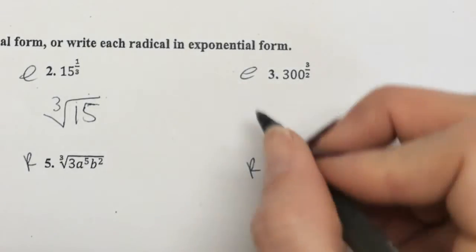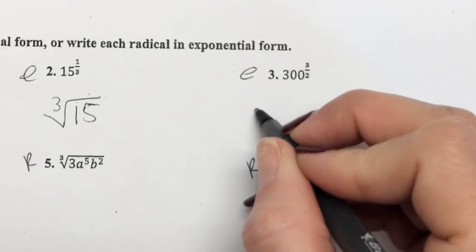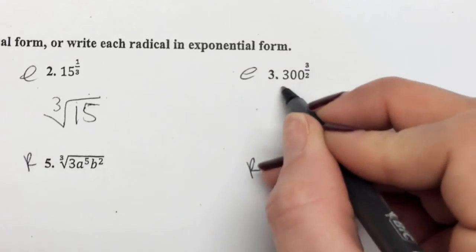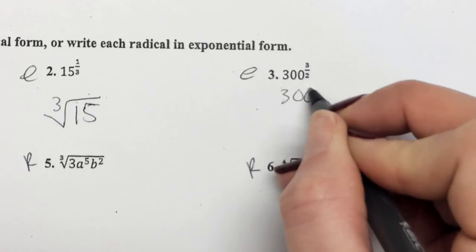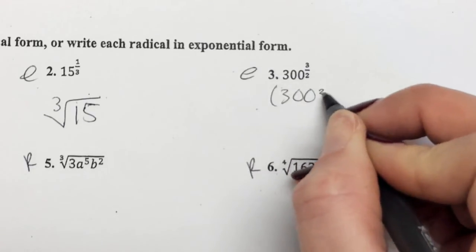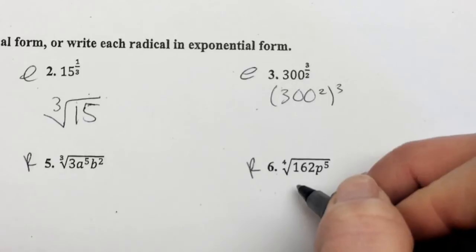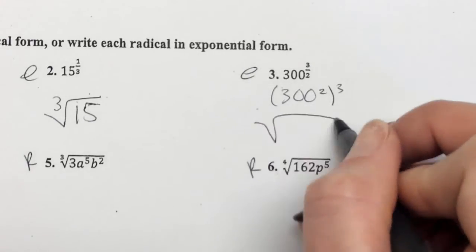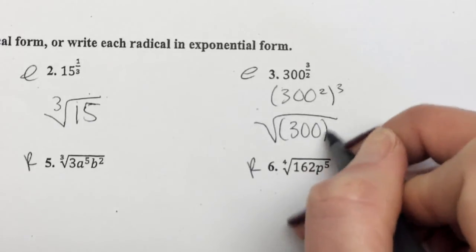Julie, what'd you get for this one? 300 squared to the third power. That would look like this. 300 squared to the third. The square root of 300 to the third power. Good. Sorry. I know what you meant.